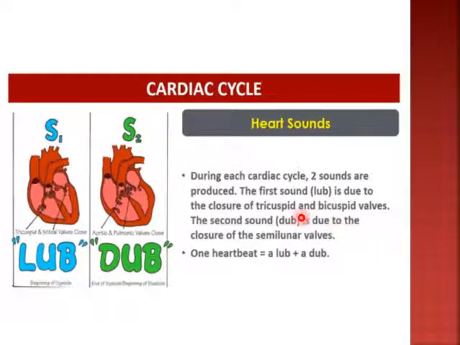Next we will discuss the heart sounds. We have two heart sounds, that is lub and dub. So during each cardiac cycle, two heart sounds are produced. The first sound, lub, is due to the closure of the tricuspid and the bicuspid valves, and the second sound is due to the closure of the semilunar valves. One heartbeat is equal to a lub plus a dub.